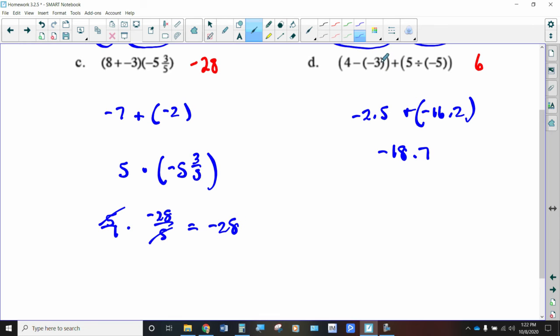And then here, what do we have to do? 4 minus a -3 is the same as 4 plus a +3, so that's going to become a 7. And then 5 divided by -5 ends up giving you -1. So 7 plus -1 gives you 6 for an answer.